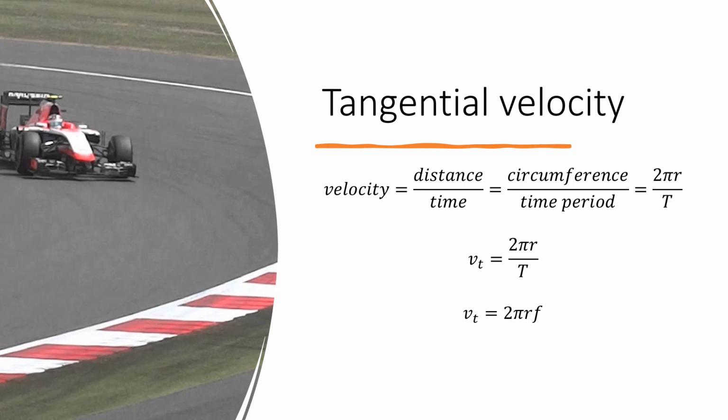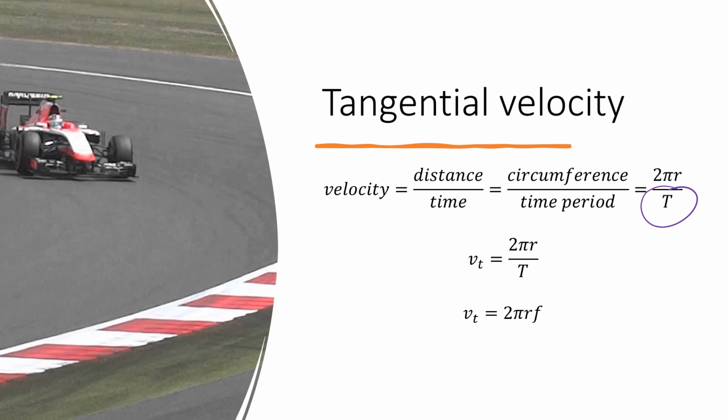So for tangential velocity, now that we know about period and frequency, we can talk about tangential velocity. So we know velocity is just distance over time, and we're talking about moving things in a circle, right? So our distance is our circumference of the circle, 2 pi r, and our time is our period, like how long it takes to go 1 revolution. So we symbolize that with this capital T, period. So my tangential velocity is 2 pi r over T.